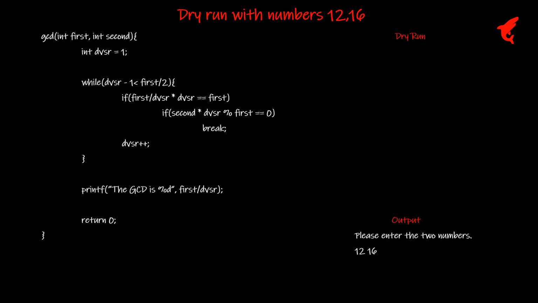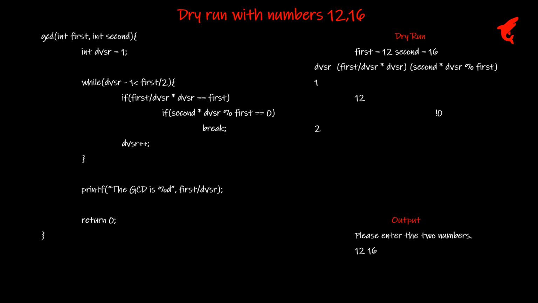Now let us do a dry run with numbers 12 and 16. We will assume that the main function was executed and the GCD function was called with the values 12 and 16 for first and second respectively. Then divisor is initialized to 1. Then the while condition is checked which is true. Then the first if condition is checked which is true. Then the second if condition is checked which is not true. So the value of divisor is increased by 1. Divisor becomes 2, and the loop cycle ends.